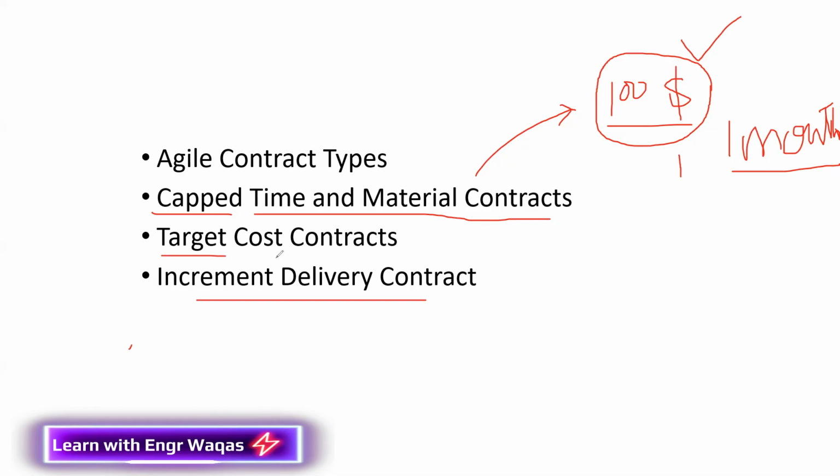Target cost contracts. Okay, so there is one target, same here. You are going to set one target that this much cost I'm going to bear for this project. And you are going to make your project successful within that cost.